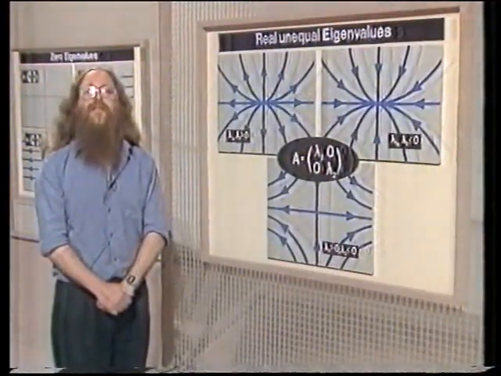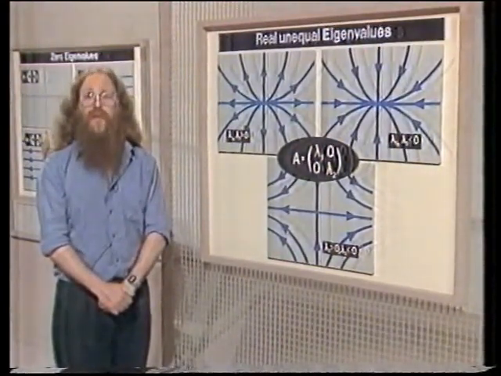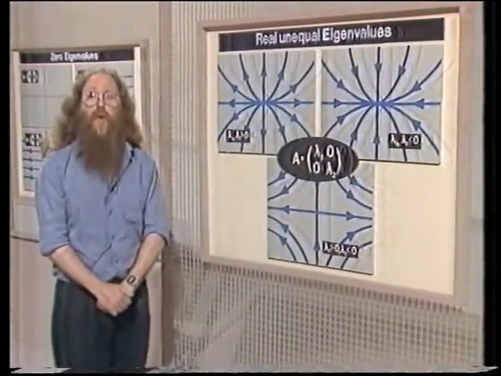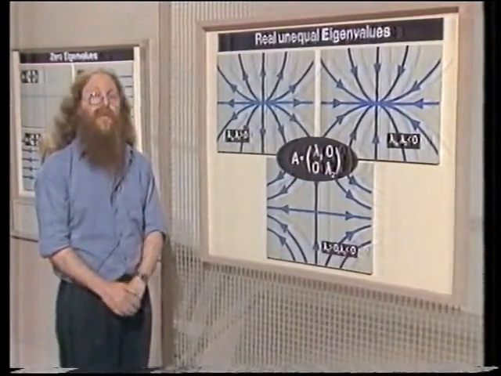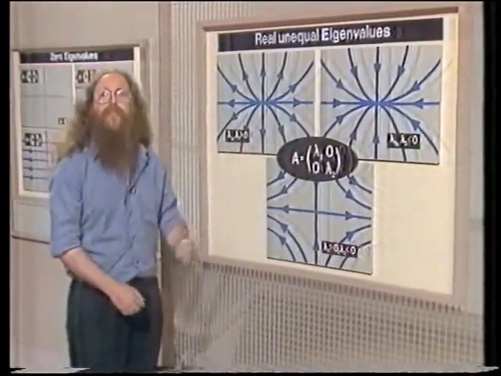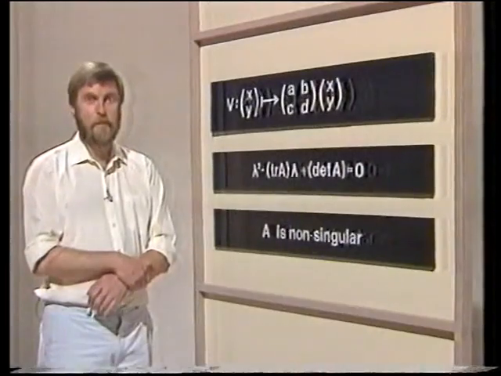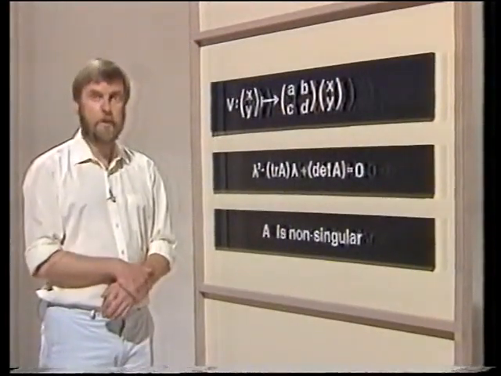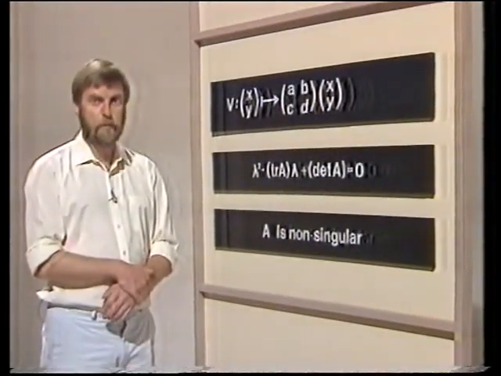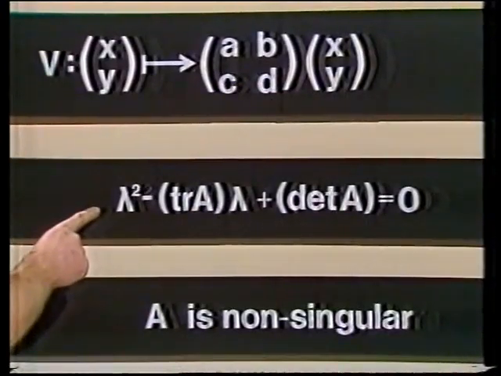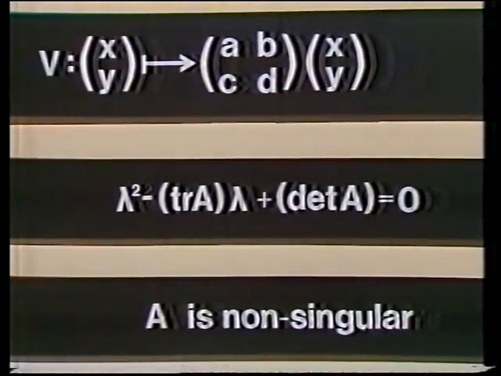Well, that's finally dealt with two of the possibilities when A is non-singular. We know what the flow looks like if the eigenvalues are real but unequal, or if they're both complex. So what's left? Well, what remains is the possibility that the eigenvalues of A are real and equal. This quadratic has repeated roots. Now, as usual, the shape of the flow will depend on the sign of the eigenvalue.